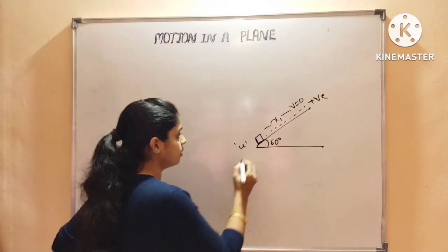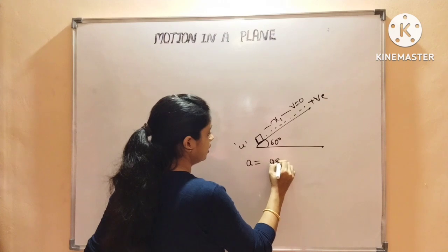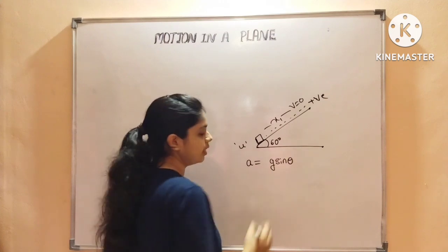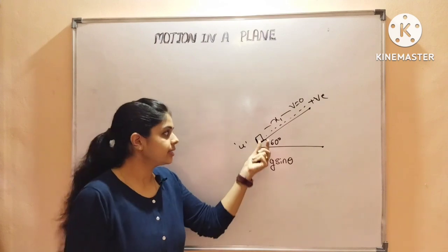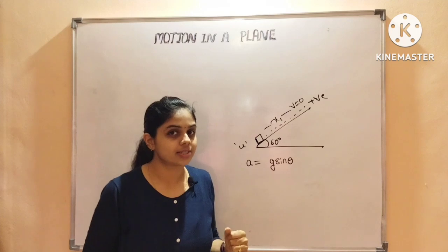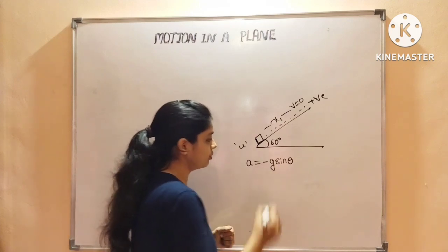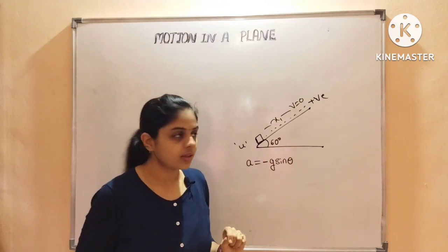Acceleration of this object will be equal to, what is the acceleration? a equal to g sin theta. Including direction, acceleration equal to minus g sin theta. Here acceleration is decreasing, so we also call it retardation. So it is taken as negative because it is retardation.